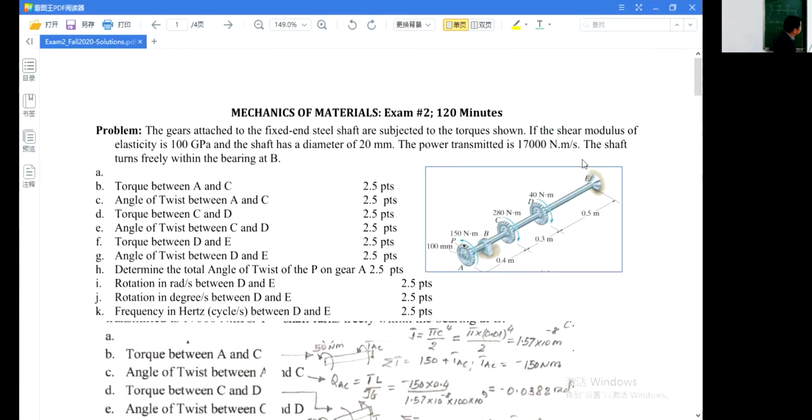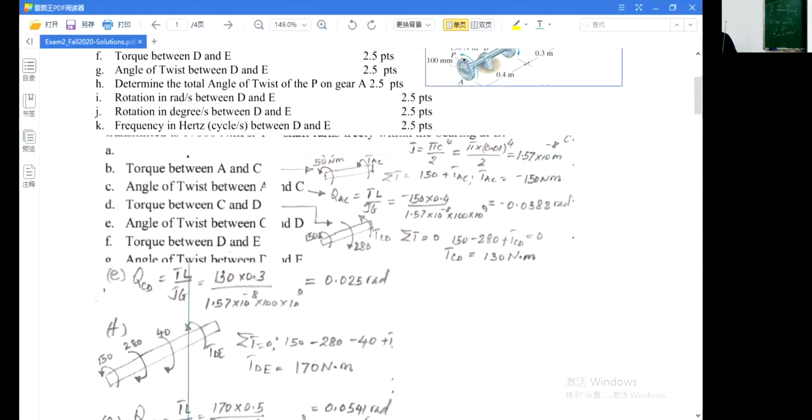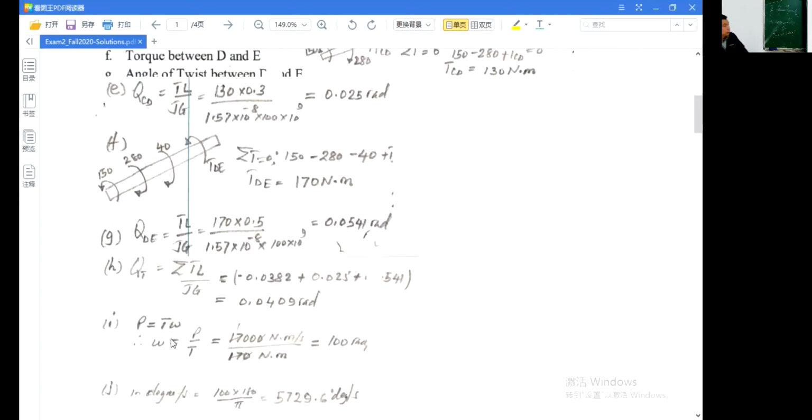We know this question. We know this. From P equals T omega, we can find omega is P over T. We find the angular velocity is 100 radians per second. Yes or no?